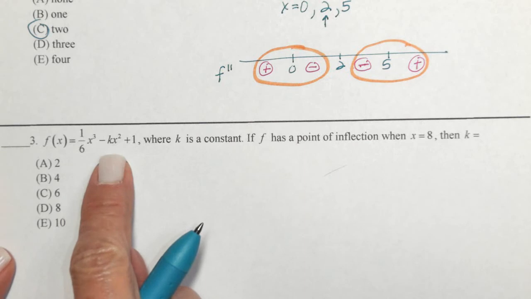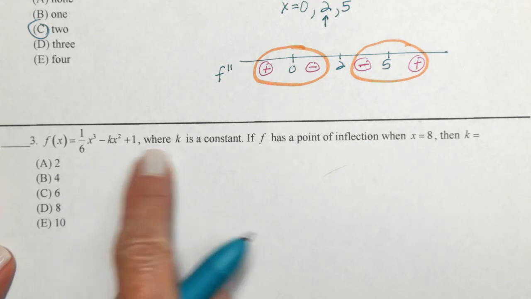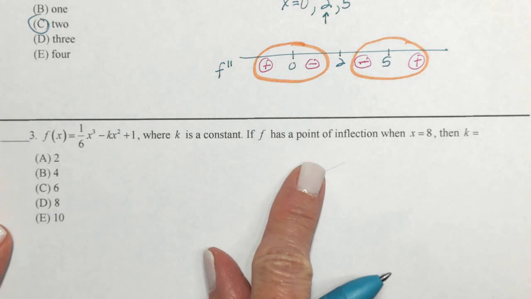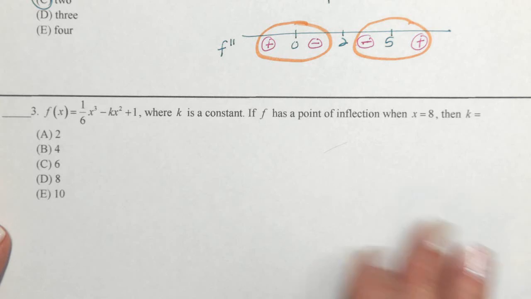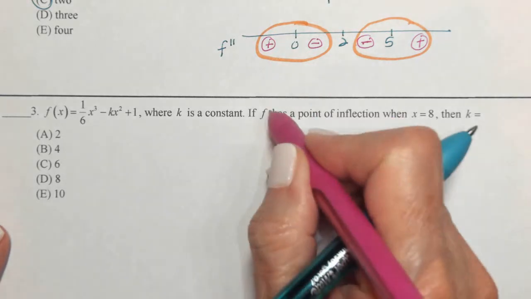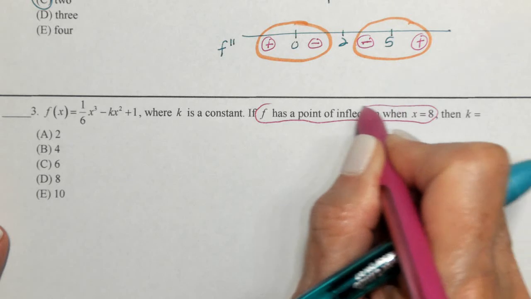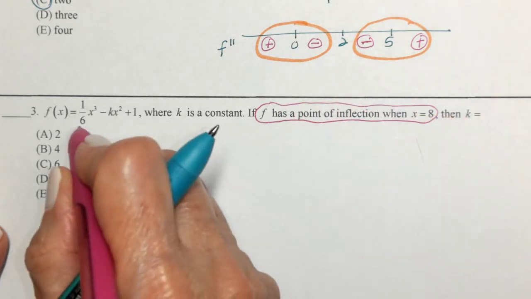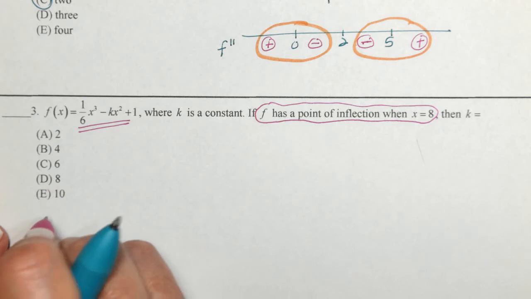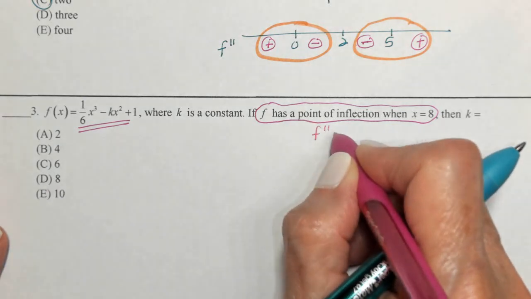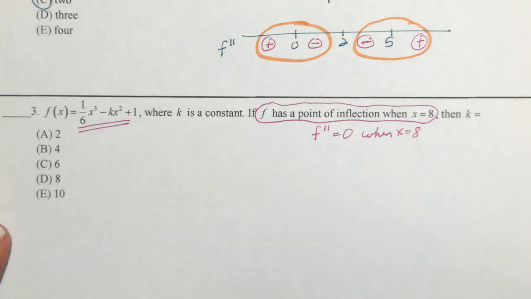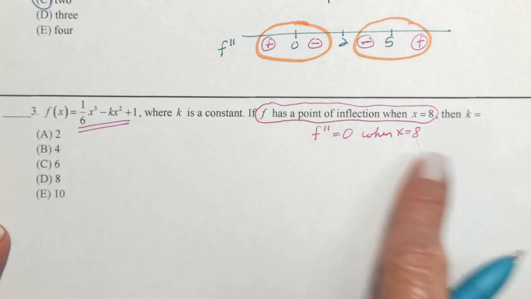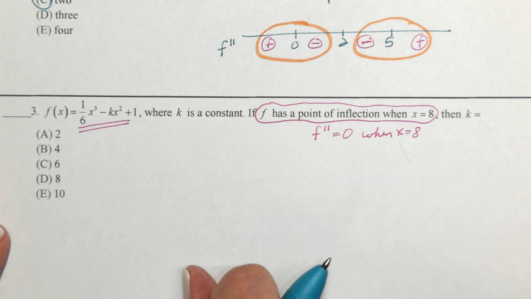Let's see. F is equal to this polynomial, where k is a constant. If f has a point of inflection when x is 8, then k must equal what? All right. Well, f has a point of inflection when x is 8. That means in a polynomial, that f double prime equals 0 when x equals 8. So that's going to be my key. I'm going to find f double prime, plug in 8 for x, and set it equal to 0.